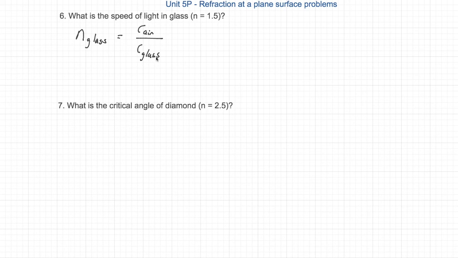So we're given that the index is 1.5, and we learned in Unit 1 that the speed of light in air is 3 times 10 to the 8th meters per second. So we can easily calculate the speed of light in glass now. And we find that it's equal to 2 times 10 to the 8th meters per second.